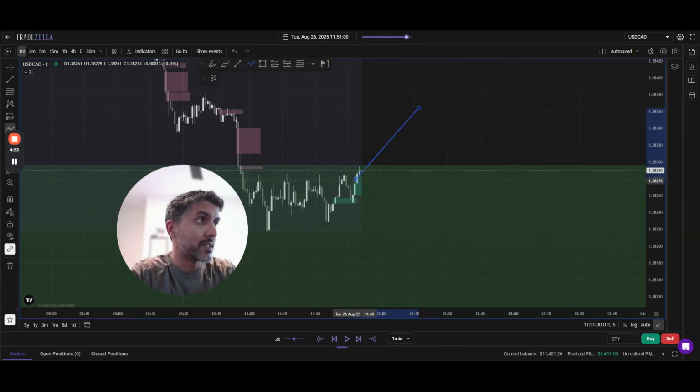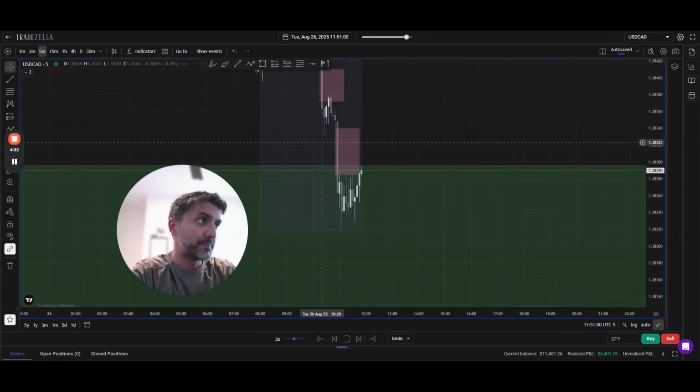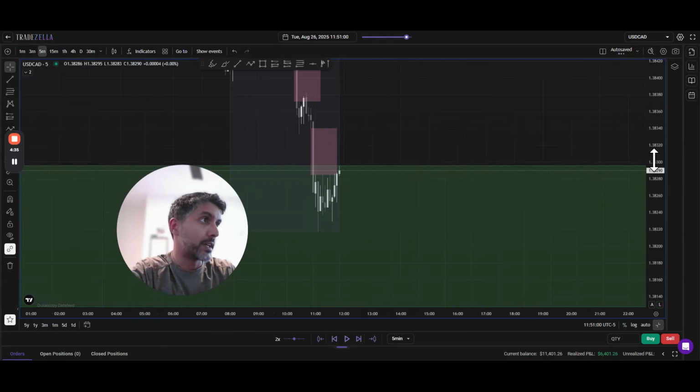And now finally sellers break through with volume. You can tell by the displacement. And so at this point, we can put the trade on. We want to go to the 5-minute chart to see where we could get an entry.